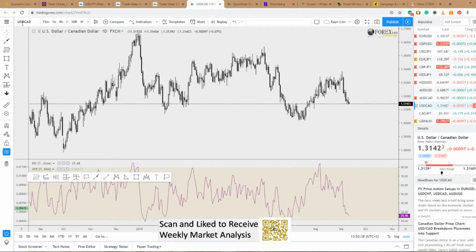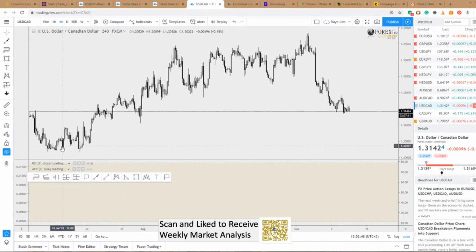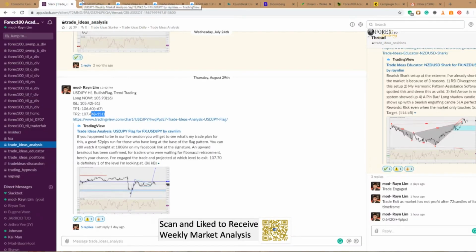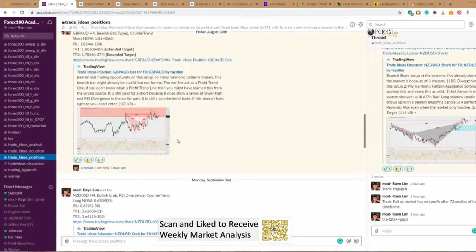On dollar CAD daily chart, bearish movement, sell zone. Market went back up to the sell zone and came down. 4-hour chart, in fact, there was a bearish bat pattern. I already took profits.